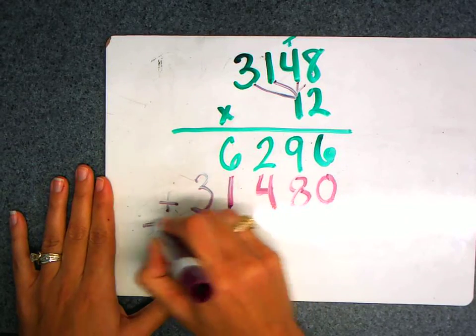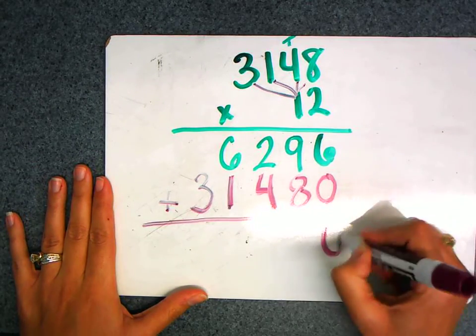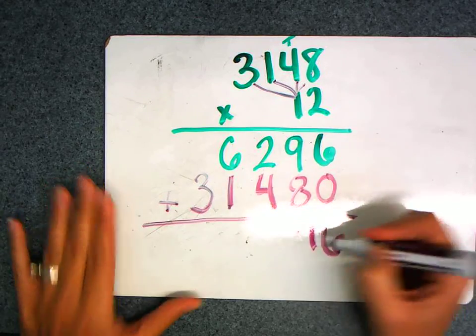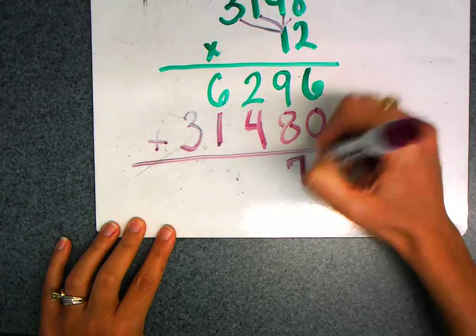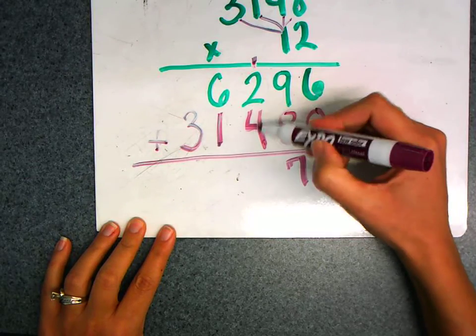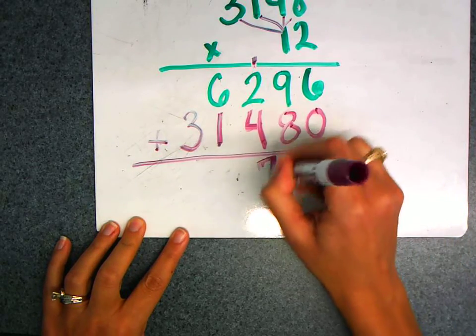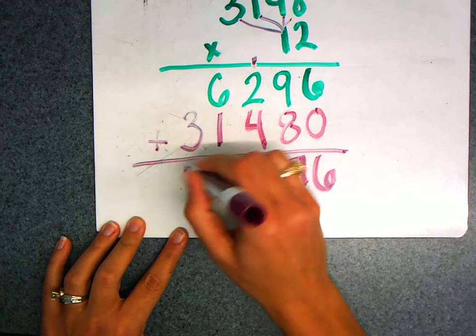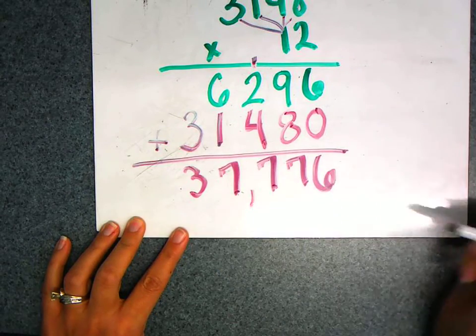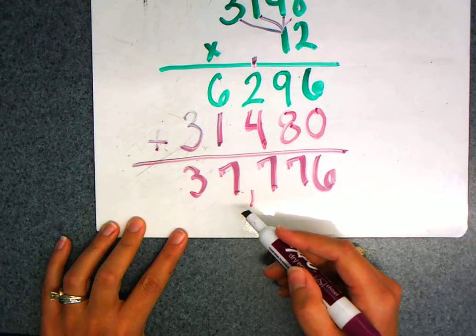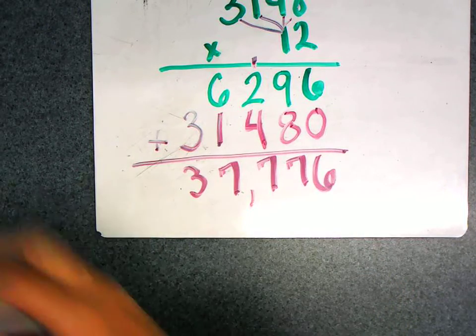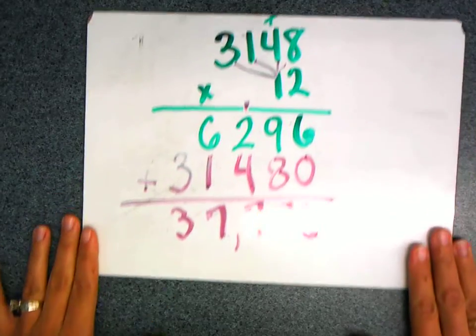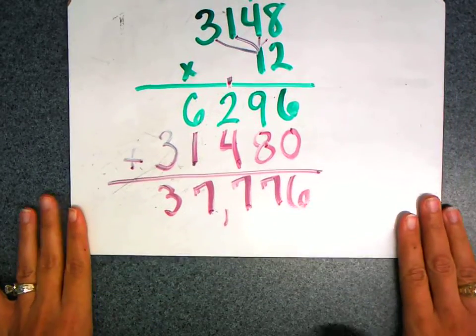And I'm going to add these together. 6 plus 0 is 6. 9 plus 8 is 17, carry my 1. 2 plus 4 is 6, plus 1 more is 7. 6 plus 1 is 7, and I bring down my 3, put my comma in, and your answer is 37,776.